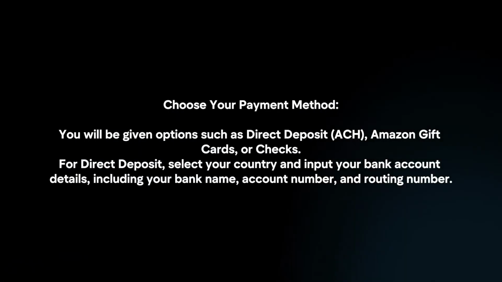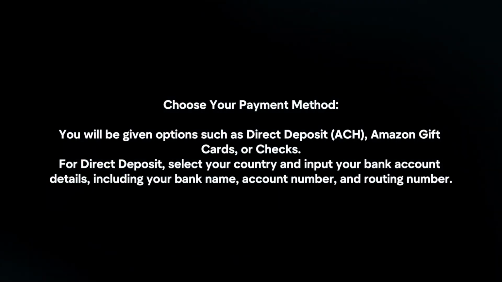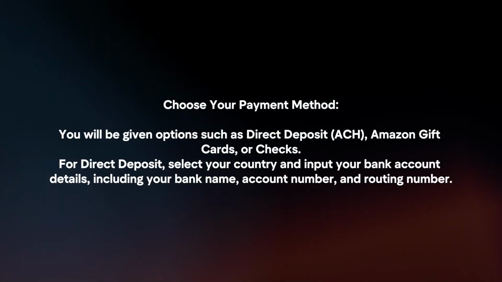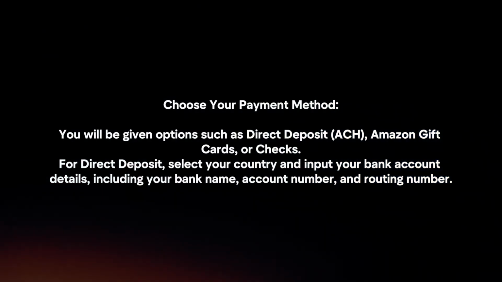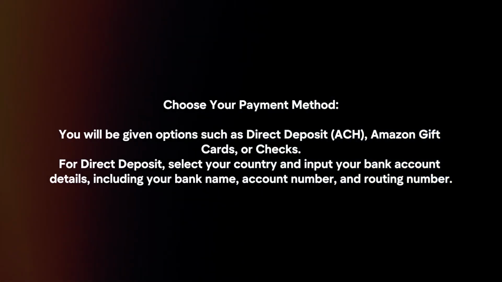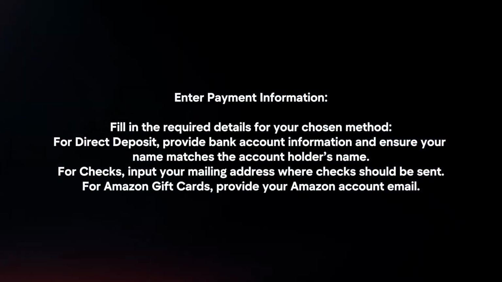Choose your payment method. You will be given options such as direct deposit, Amazon gift cards, or checks. For direct deposit, select your country and input your bank account details, including your bank name, account number, and routing number. Enter payment information. Fill in the required details for your chosen method.